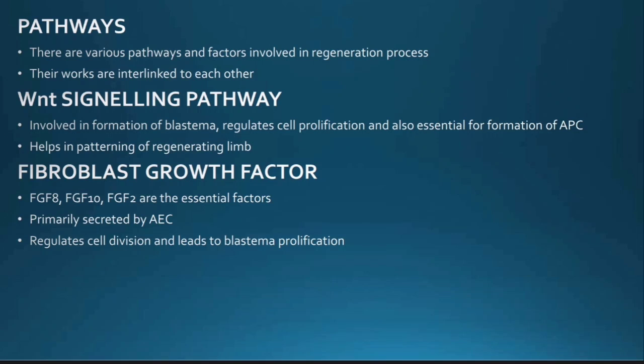Pathways. There are various pathways and factors involved in the regeneration process. Their works are interlinked to each other. Wnt signaling pathway is involved in formation of blastema, regulates cell proliferation and is also essential for formation of AEC, helps in patterning of the regenerating limb. Fibroblast growth factors, FGF8, FGF10, FGF2 are the essential factors, primarily secreted by AEC, regulate cell division and lead to blastema proliferation.